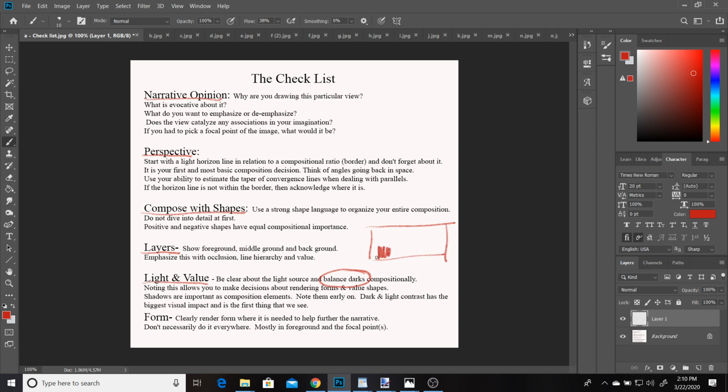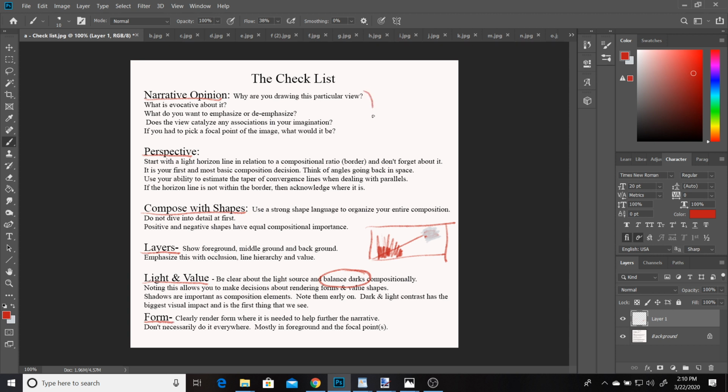So if you've got a dark here and then a dark here, there's some sort of balance created with that. Whereas if all the dark is just right here and none on the other side, then it's not as balanced. And then form, dealing with form, like what we started the class with, clearly illustrating that.